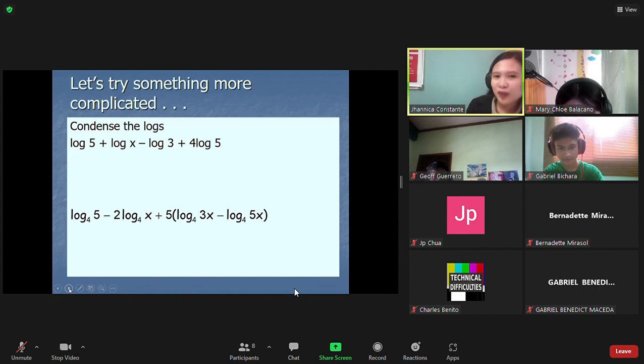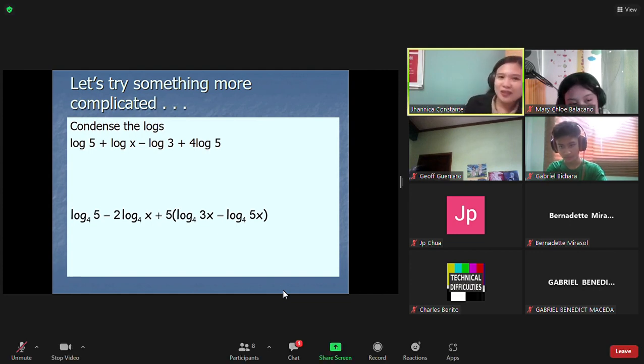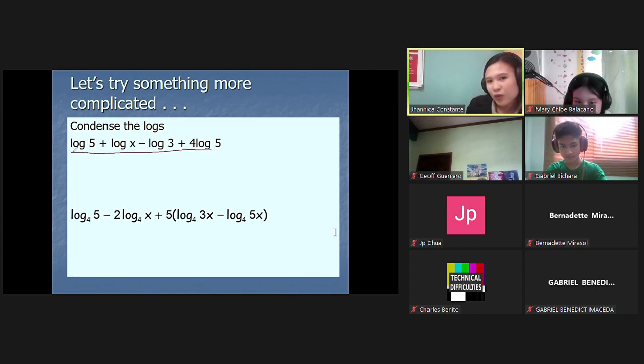So for example, we're going to condense or shorten this expanded form of logarithmic that we have. So let's start with the first one. We have logarithmic 5 plus logarithmic x minus logarithmic 3 plus 4 logarithmic 5. So you can see it's a combination of all of the properties that we have, the three properties, the product, the quotient, and the power rule. And we're going to shorten this expanded form of function that we have.